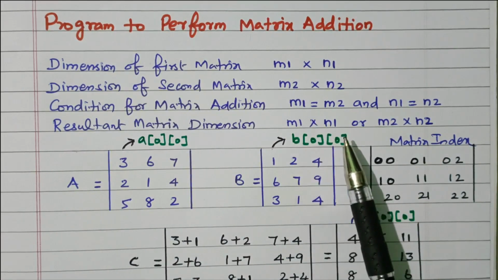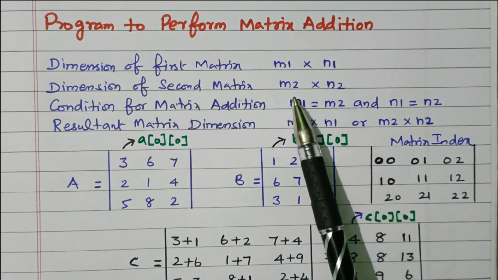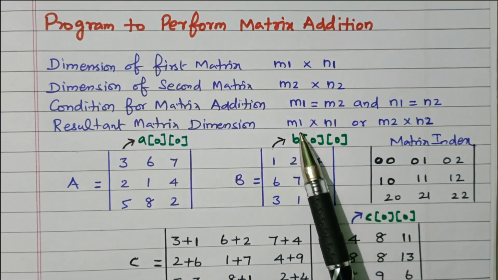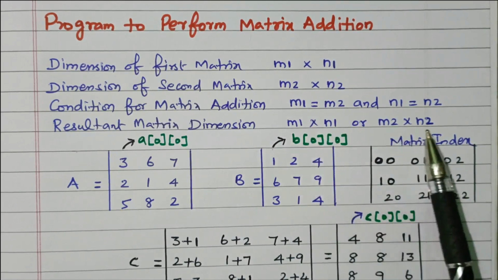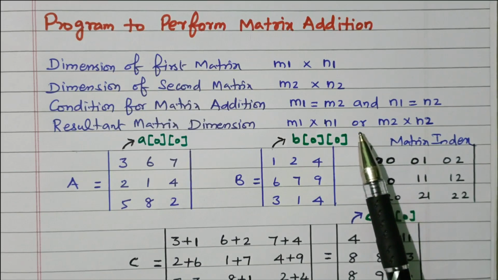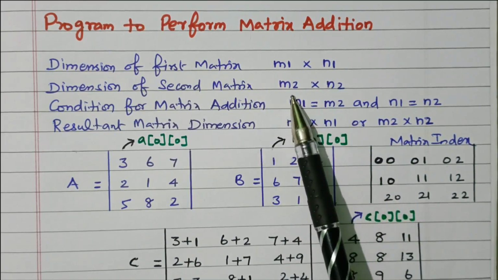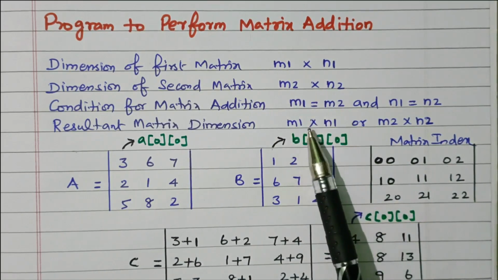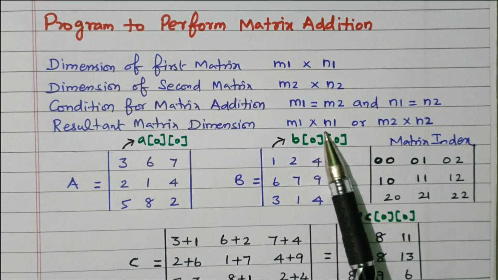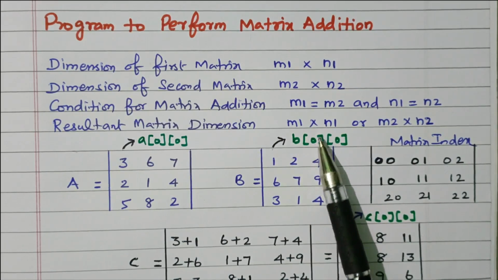So all the matrices have the same dimension: m1, n1, m2, n2. The resultant may be n1 into n1 or m2 into n2. Let us consider a 3 cross 3 matrix. Suppose the dimension of the first matrix is 3 cross 3, then the second matrix is also 3 cross 3, and the resultant matrix is also 3 cross 3. So the sizes of the first matrix, second matrix and resultant matrix are equal.